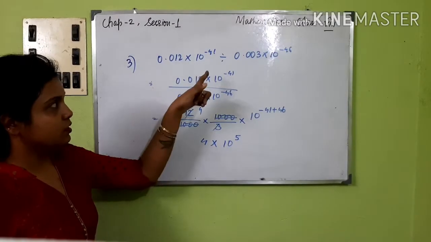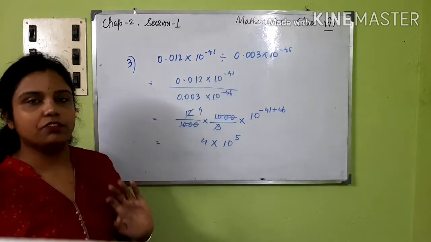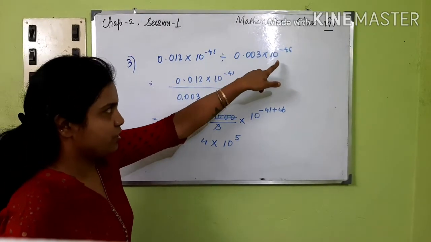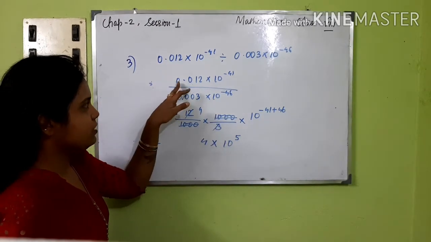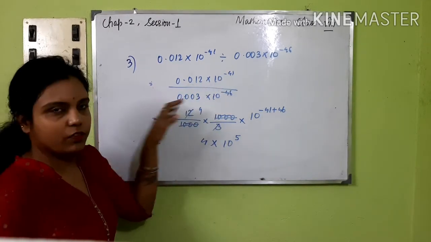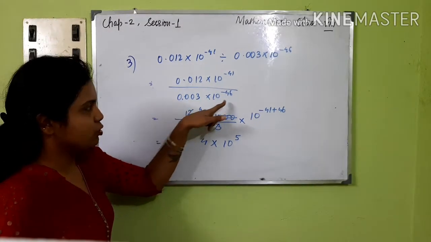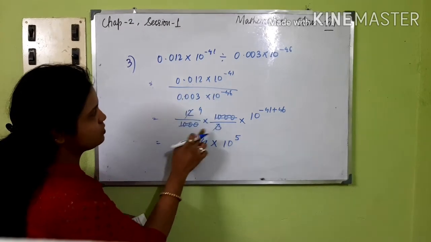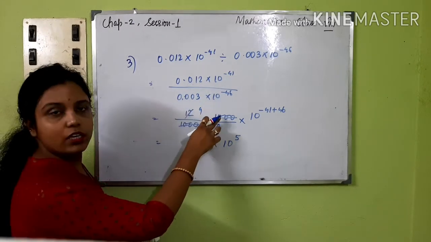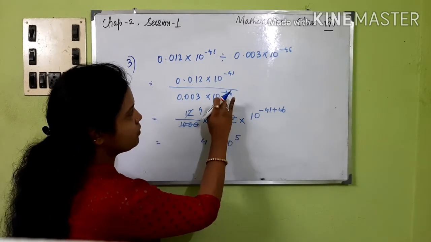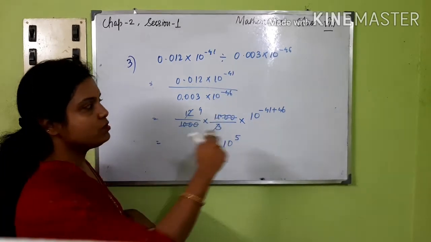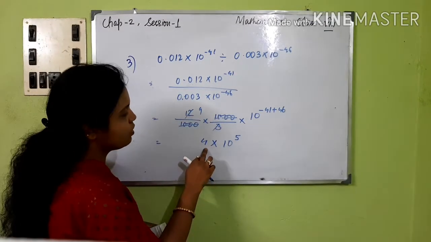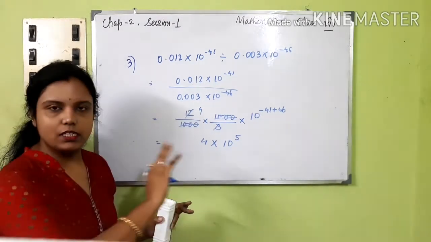Now, I said only that portion will be given, with a division sign. So you are having 0.012 × 10^-41 divided by 0.003 × 10^-46. As usual, you know that we can write 12 by 1000 divided by 3 by 1000. The 1000 goes in the numerator, into 10^-41. This, if it goes to the numerator, becomes plus 46. You cancel out, simplify, and you will get 4 × 10^5. So this is the ultimate answer.